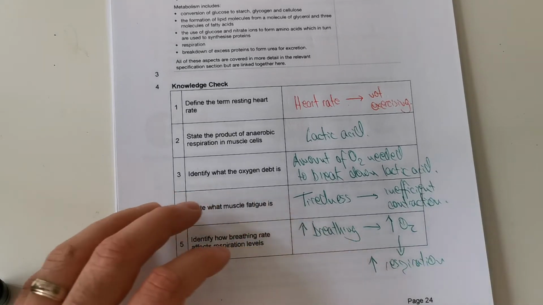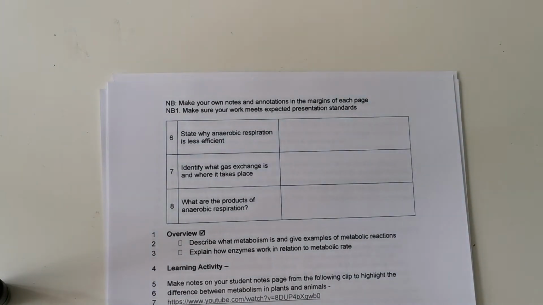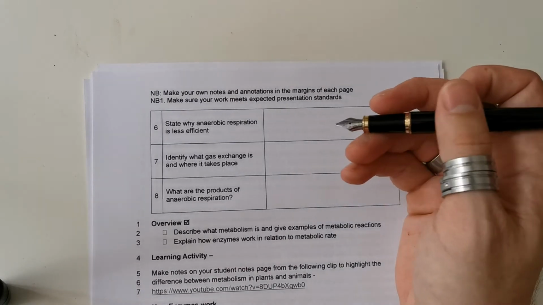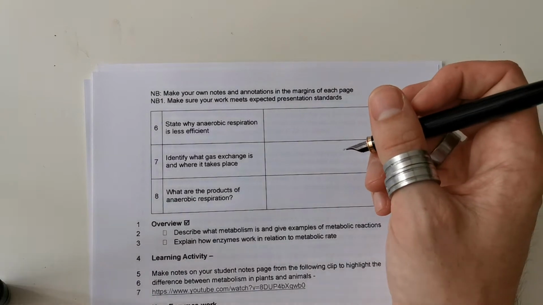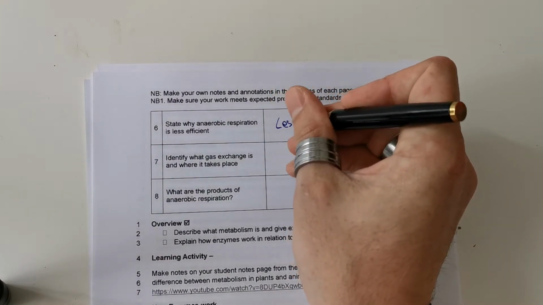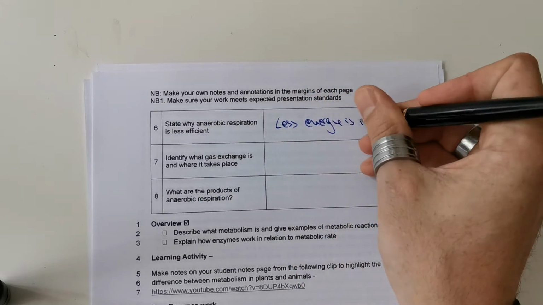I think for the next questions, we're just going to go on to those, give you a moment just to pause the video and have a go at those if you haven't had a chance to already. We'll go through the answers. So hopefully you've had a go at those, and if not, just obviously mark them as we go. State why anaerobic respiration is less efficient, because less energy is produced.